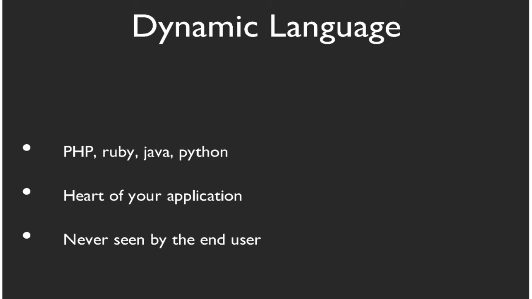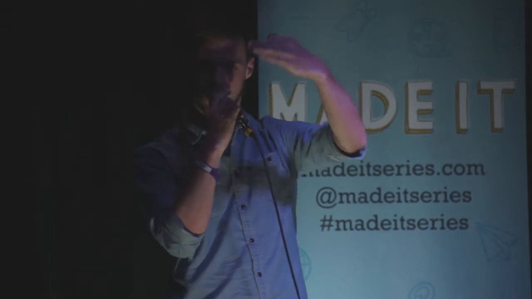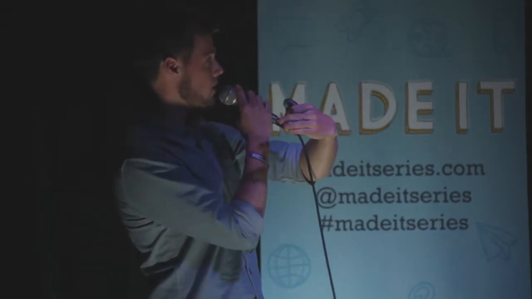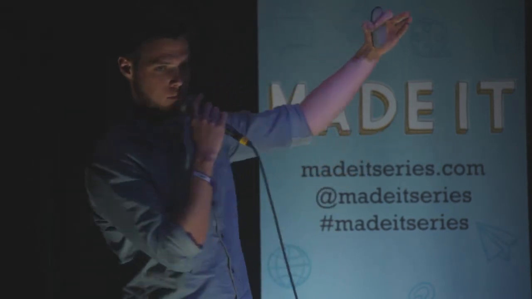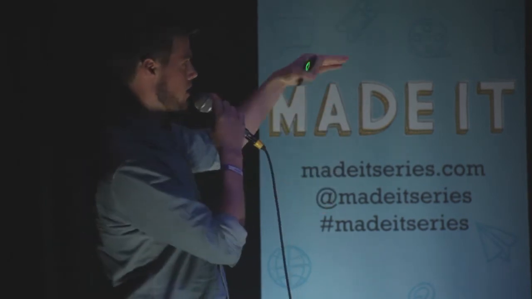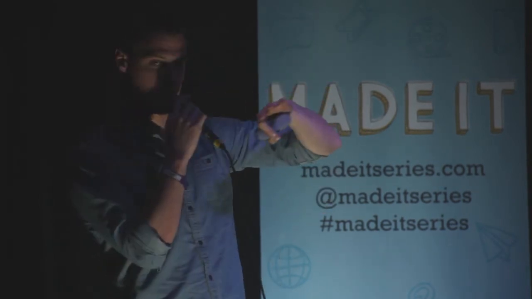You would choose one of these four languages, and unlike the HTML or CSS code, it's never actually seen by the user. So any page that you go onto, you can view the source, and that will show you all of the HTML and CSS that built it. But dynamic languages live on what's called the server side, so the end user can never actually see any of the code that you write.